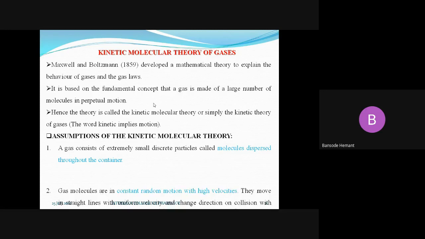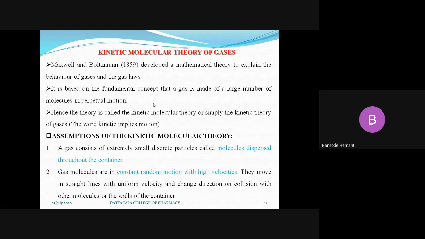The second assumption is that the gaseous molecules are in constant random motion with high velocity. We have discussed this. They move in a straight line with uniform velocities and change direction on collisions with other molecules or the walls of the container. As the gaseous molecules are in random motion, or Brownian motion, generally they are moving in a straight line. All the gaseous molecules show kinetic, random motion in straight-line form.